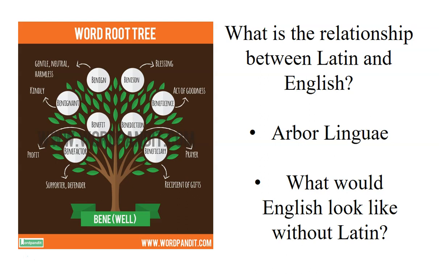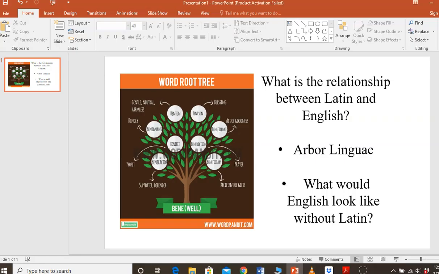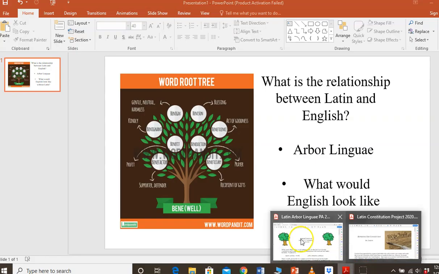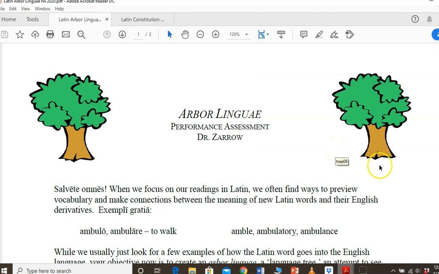At any rate, this week, our big idea, our big essential question is, what is the relationship between Latin and English? And in order to explore that, I'm going to give you guys a choice of doing two different projects. One is an arbor linguae, and the other would be a project really looking at what English would look like without Latin in it. That one's perhaps a little bit more complicated, and I want to take an opportunity to look at both. So let's do that now. Both of these are going to be available on your Google Classroom. Let's take a look at arbor linguae first.